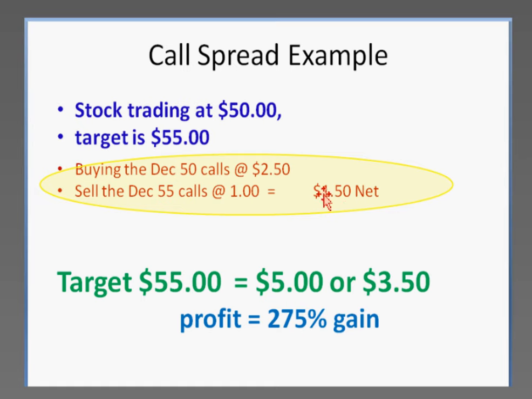So we've got $1.50 in that trade. Now look what happens to our leverage. If the $55 target is hit and it goes to $5, now we've made $3.50 on that $1.50 versus $2.50 on $2.50. So our percent profit is now 275%. Isn't your $1.50? Yes, we're paying $1.50.